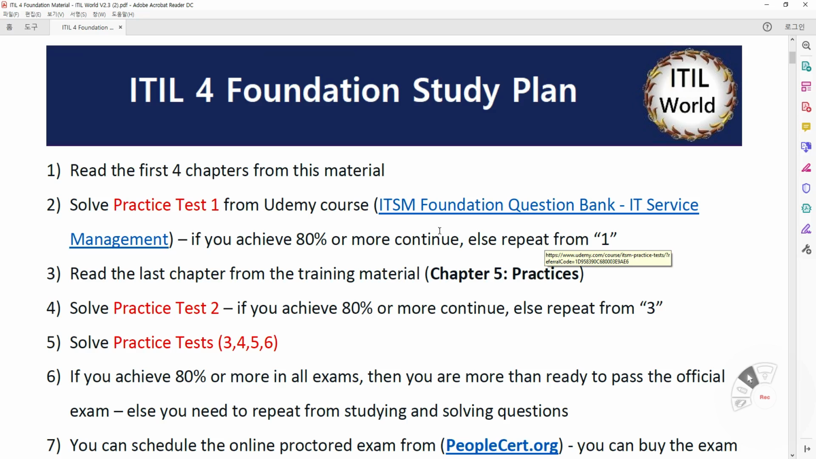Read the first chapter from these materials, then do Practice 1 from the Udemy course. If you achieve 80%, continue, else repeat from 1. Read the last chapter from the training material, Chapter 5, Practices. Solve Practice 2. If you achieve 80% or more, continue, else repeat 3.